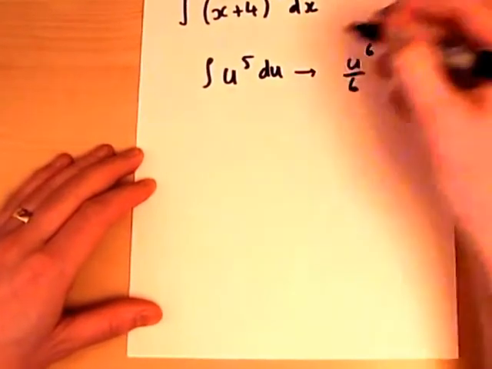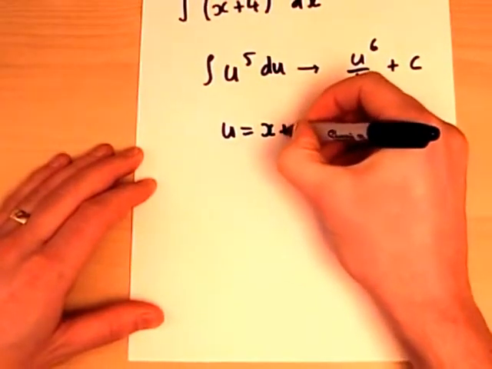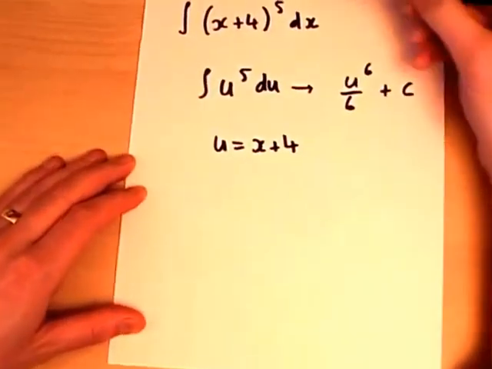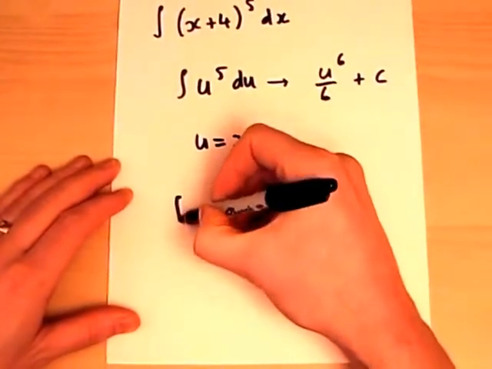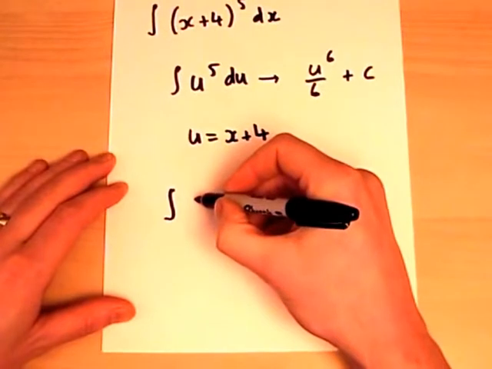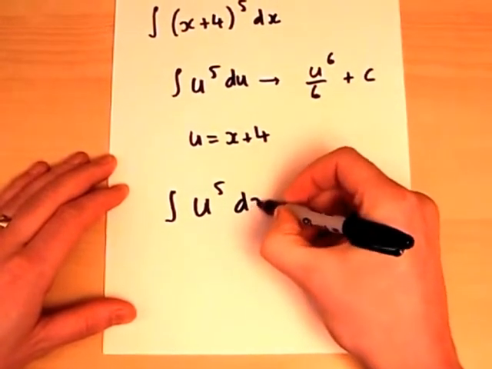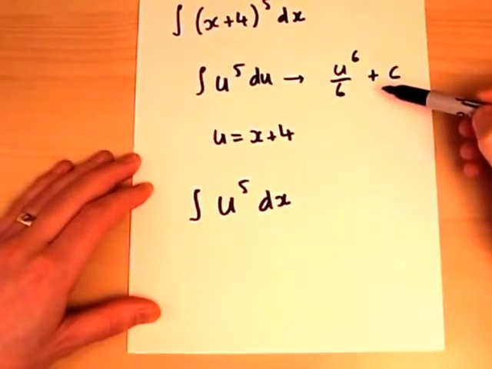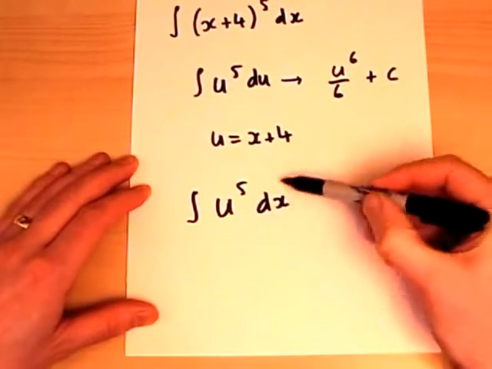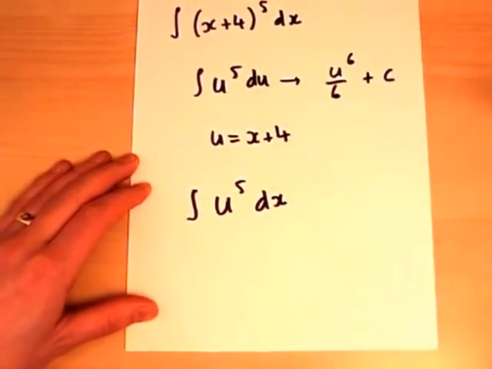So let's say u equals x plus 4, and then this integral here would become the integral of u^5, but unfortunately we've now got a dx. We know that if we had a du, this would be quite straightforward. So the problem now is, how can I make this differential into this?